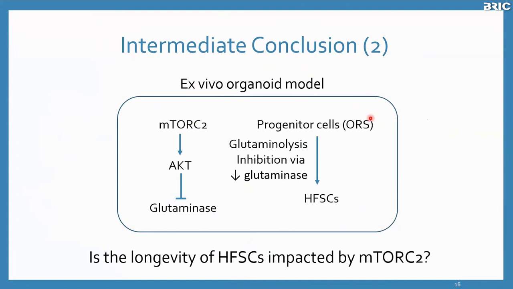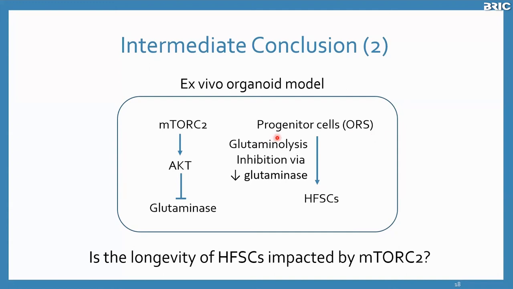Since, like I said in the introduction, throughout our lifetime we go through the hair cycle, ORS cells need to convert their fate back into hair follicle stem cells and provide a reservoir. And when the next cue comes, new hair grows. And when the cue ends, the subset of progenitor cells will convert back into hair follicle stem cells. So this process needs to take place throughout our lifetime.